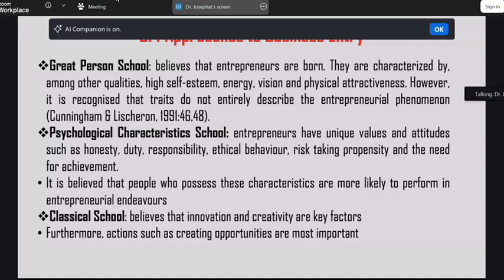It's believed that people who possess these characteristics are more likely to perform in entrepreneurial endeavors. So we have the classical school of thought, ambacho tuliongelea kwenye upande wa economic based view school of thought on the part of entrepreneurship. So the classical believe that innovation and creativity are key factors. Furthermore, actions such as creating opportunity are most important. This is much more believed on those. Innovations and creativity are key factors for any success of entrepreneurship.